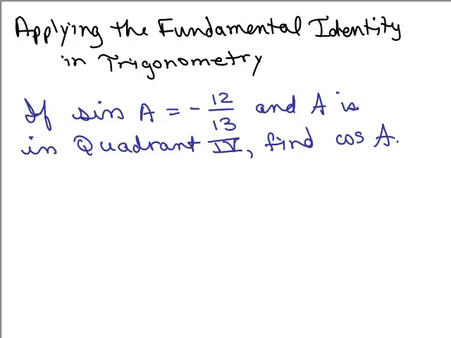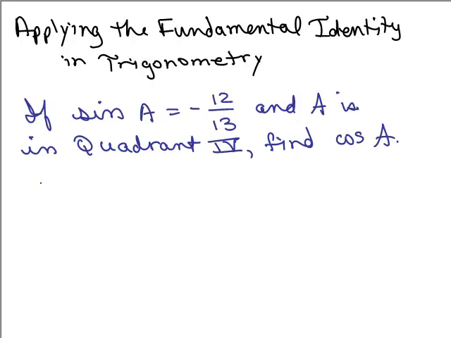Alright, in this video, we're going to show how to apply the fundamental identity in trigonometry. So here's the problem. If the sine of A equals negative 12/13 and A is in quadrant 4, find the cosine of A. Now, first of all, this can be done without using the fundamental identity. I'm going to do it that way first.